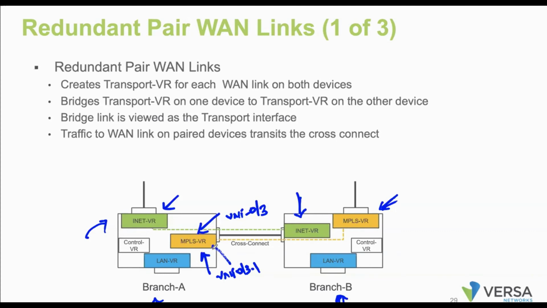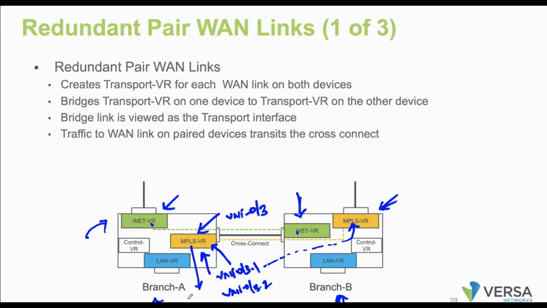So the interface will be placed under the MPLS VR. If I want to have the extension for the internet VR, there is another interface which gets created. So VNI 0/2. One interface is placed here, the other interface is placed here.